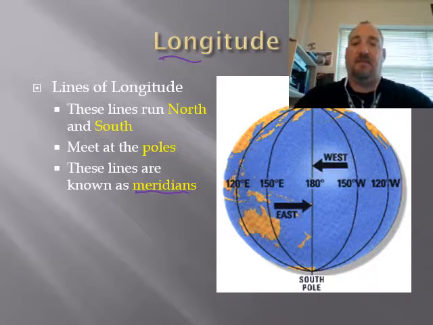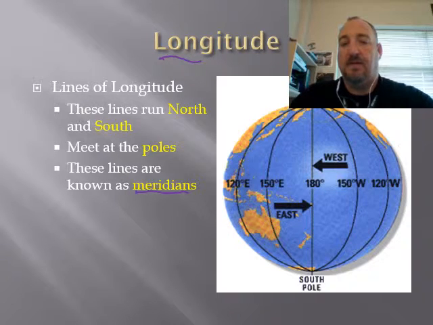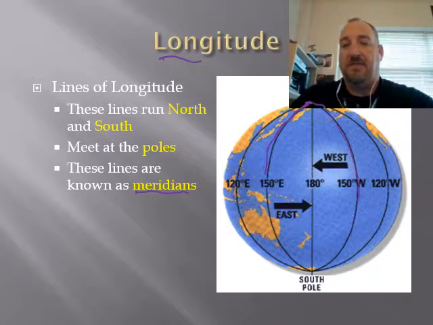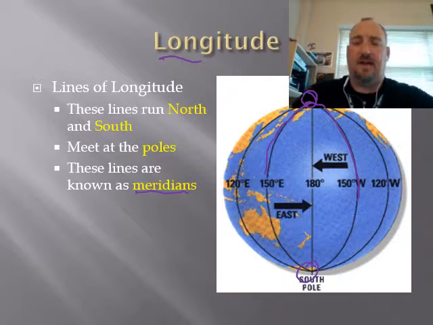They intersect at the poles though. All the lines meet up at the poles. So if we follow this one, it's going to intersect with this one at the North Pole, same thing at the South Pole.